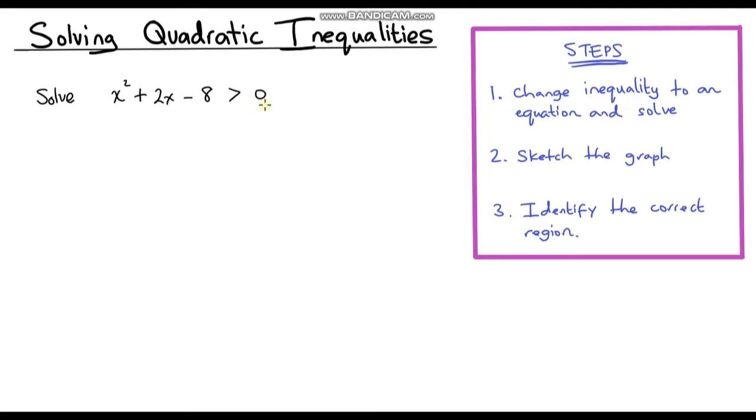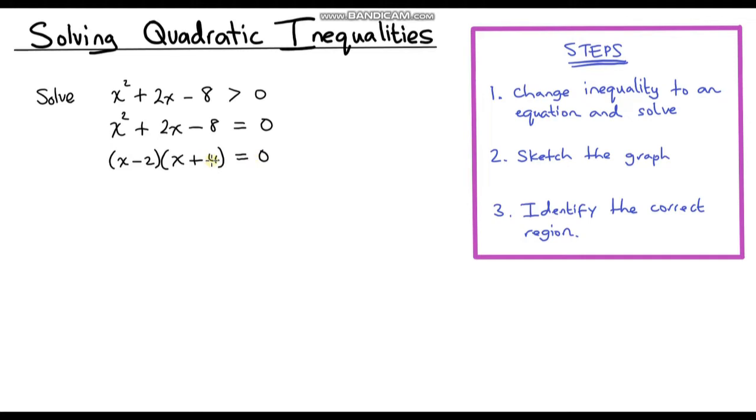The first thing I'm going to do is change this inequality to an equation. And now I'm going to go ahead and solve this equation. So let's think about factorising this. Two numbers that multiply together to get negative 8 and add together to get positive 2. Well, those two numbers are going to be negative 2 and positive 4. So we're going to have x minus 2 times x plus 4 equals 0.